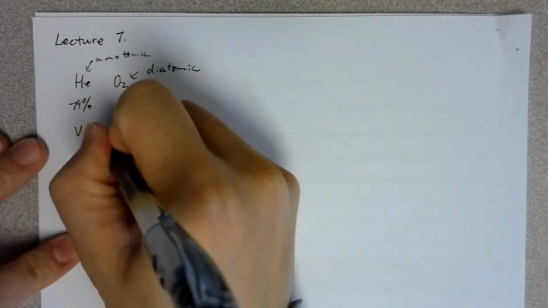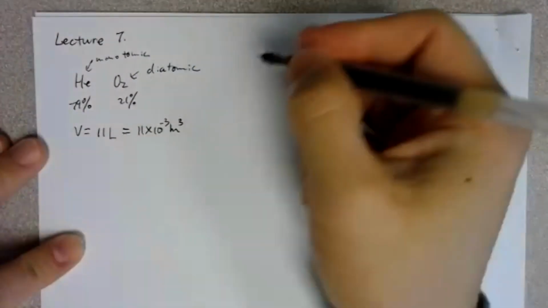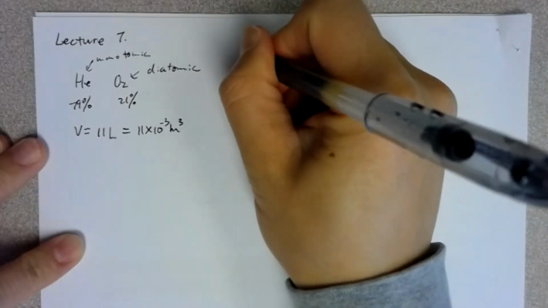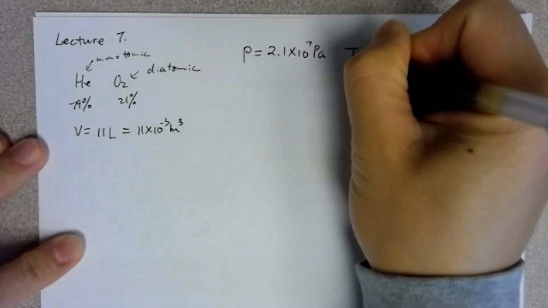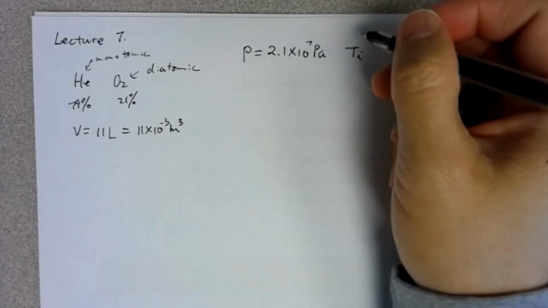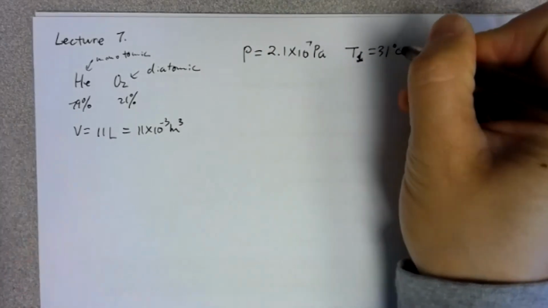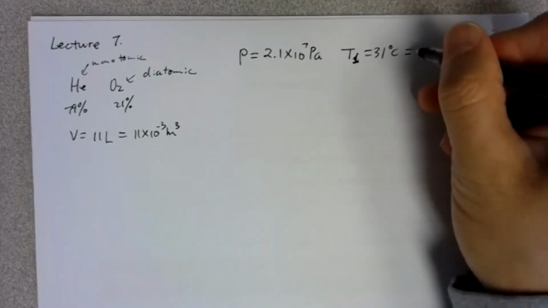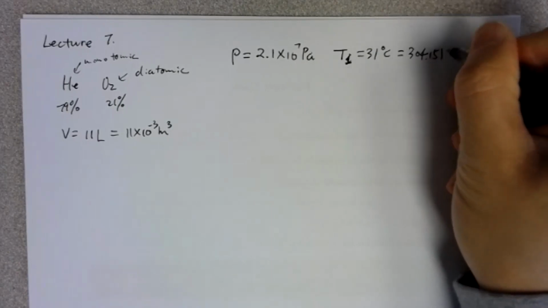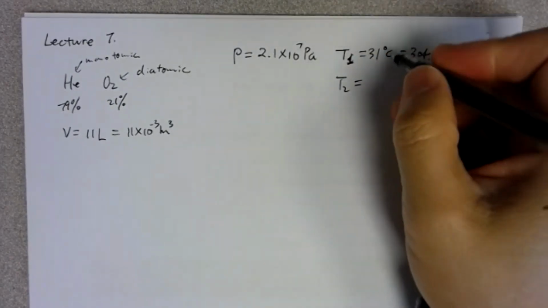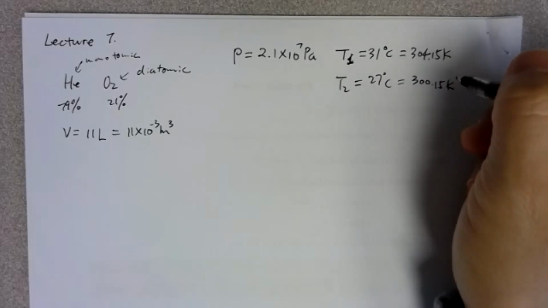The volume of the whole tank is 11 liters, which you can convert into cubic meters, the SI unit, first. The absolute pressure P equals 2.1 times 10^7 Pascal. Initial temperature, let's call it T1, or T initial, and T final, that's no problem. Convert it into Kelvin by adding 273.15, that would be 304.15 Kelvin. Final temperature, I'm going to call it T2, 27 degrees, so that's 300.15 Kelvin. All right.